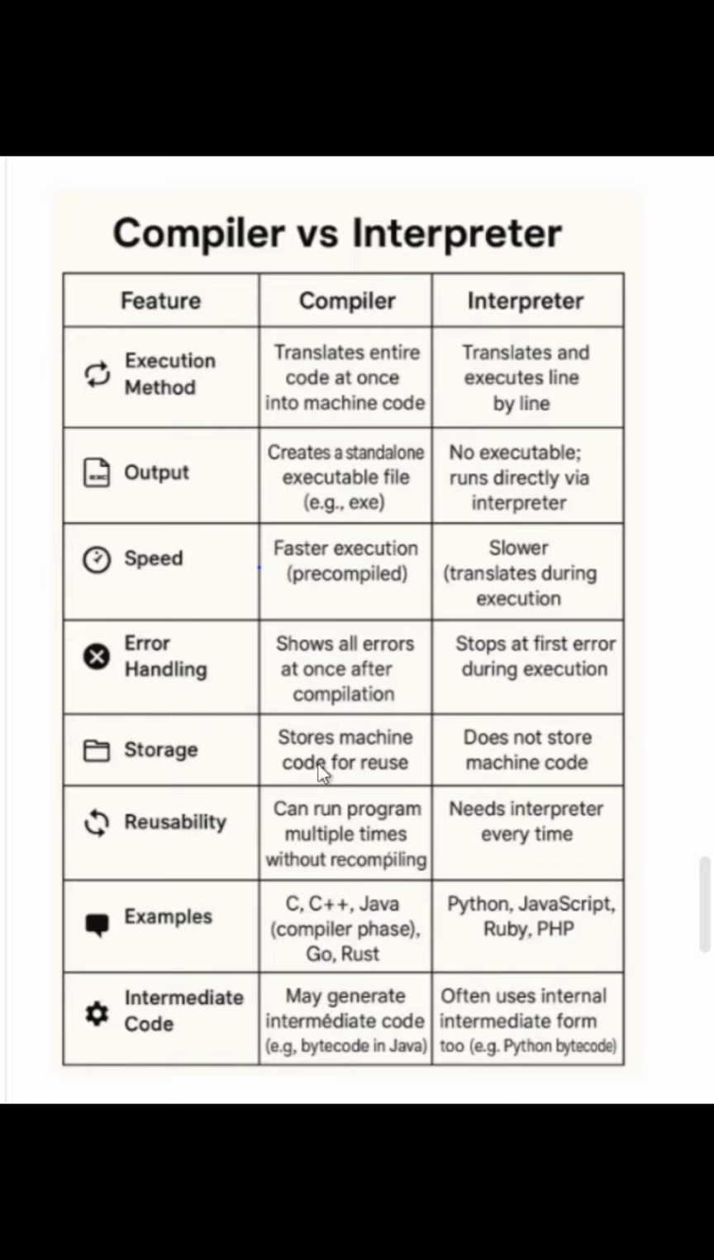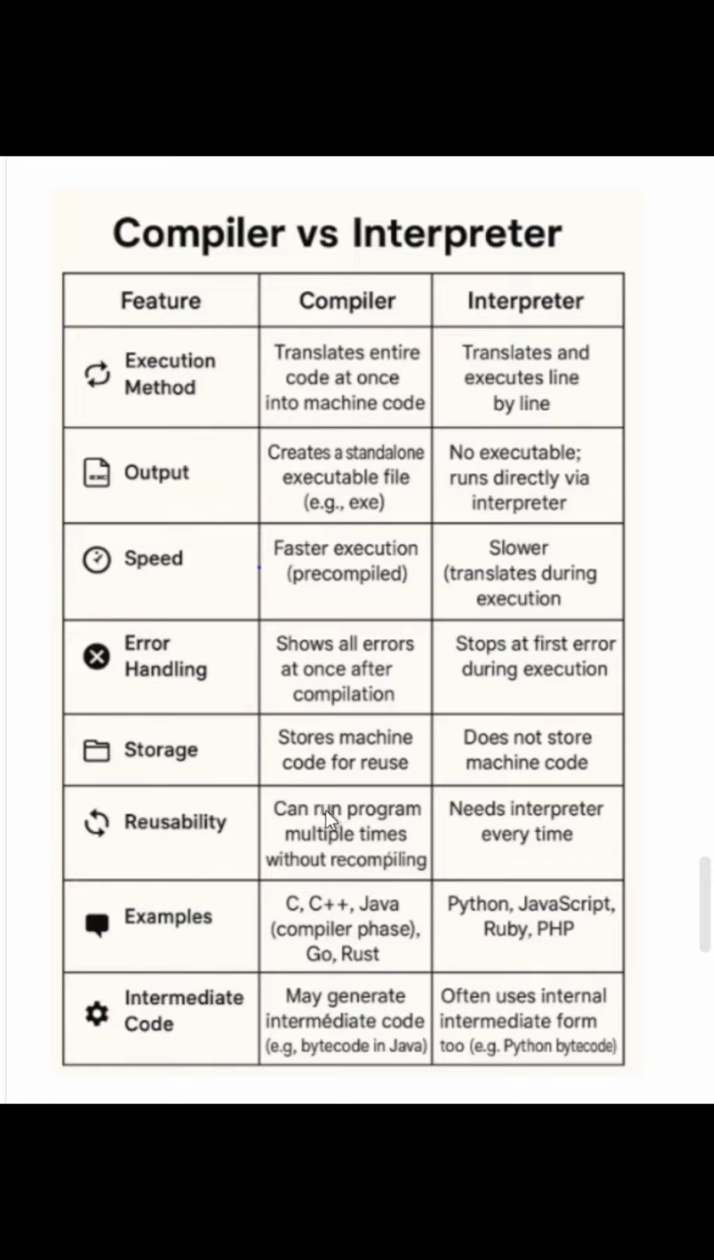And once compilation is done, it will generate an executable code and that can be stored. But an interpreter, as it executes line by line, we don't have any storable machine code. And the compiler generates storable machine code.